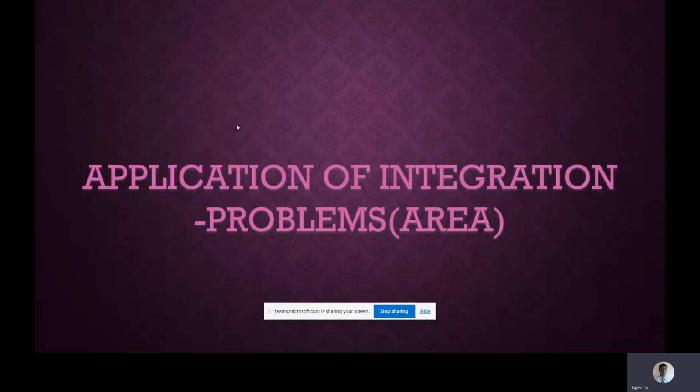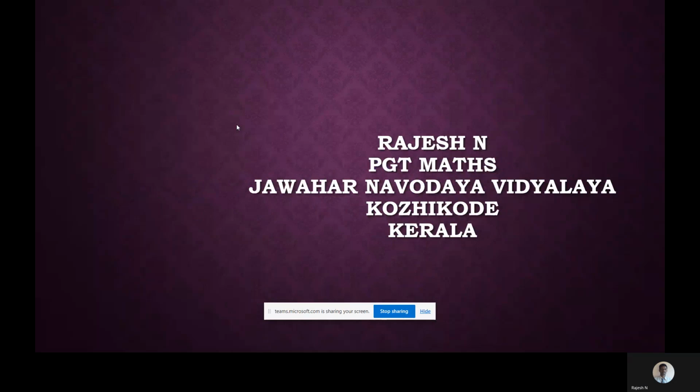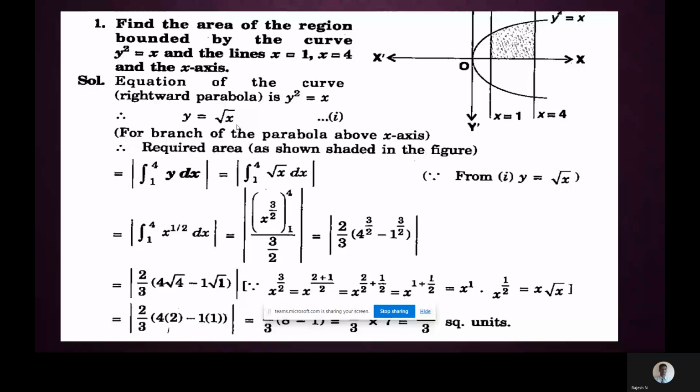Here we will discuss some problems of application of integration. First question: find the area of the region bounded by the curve y squared is equal to x and the lines x is equal to 1 and x is equal to 4. So x is equal to 1 is here, x is equal to 4 is here.